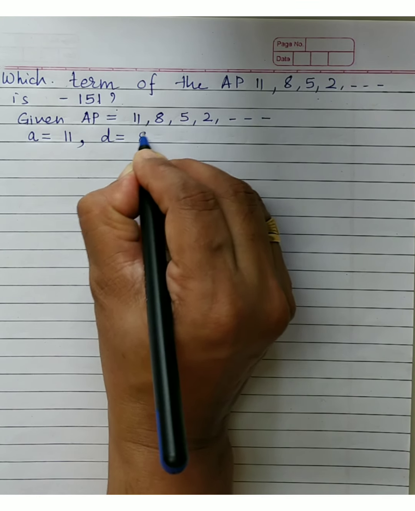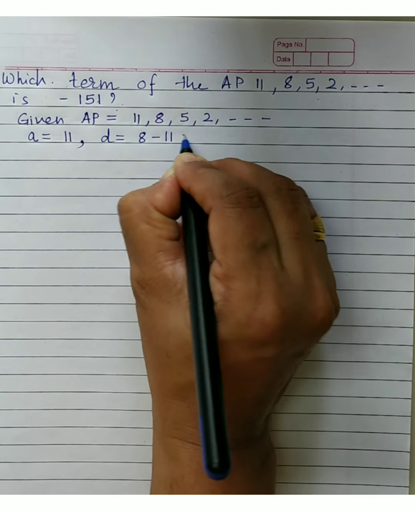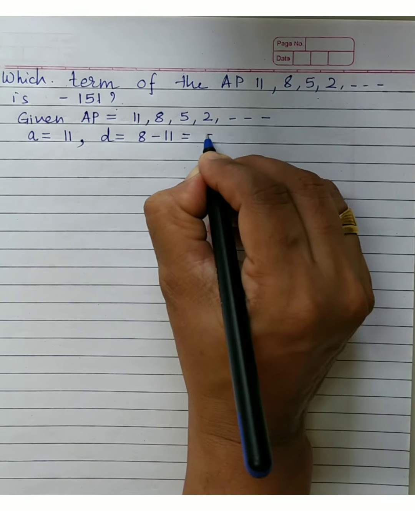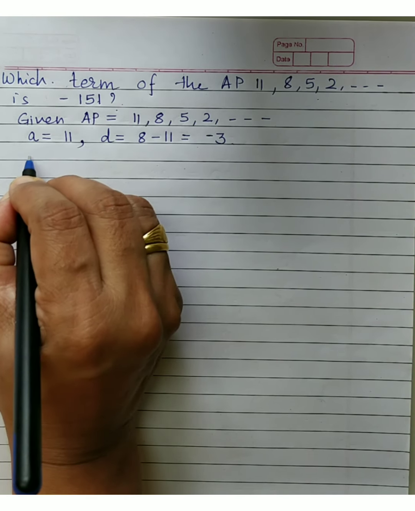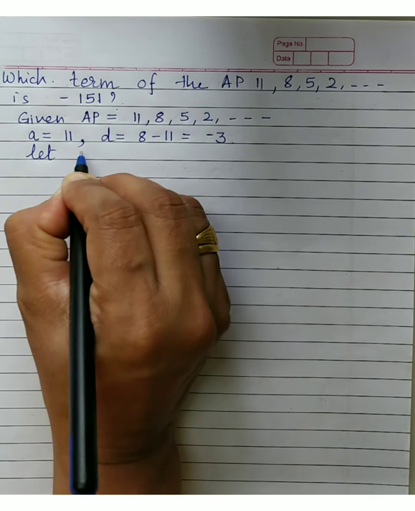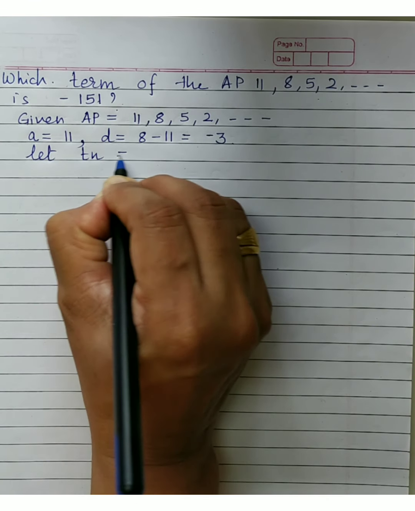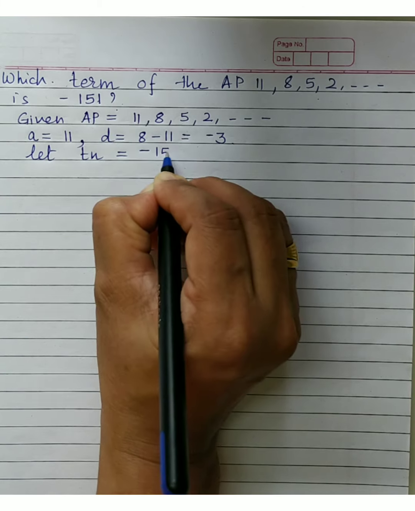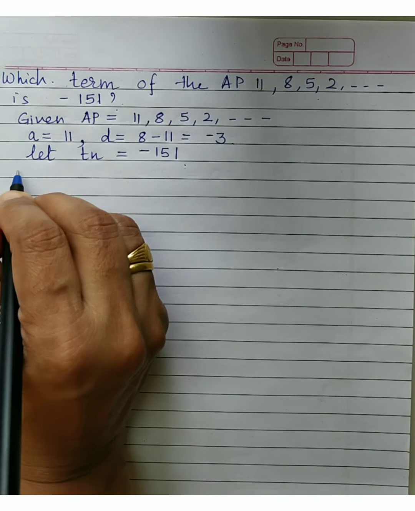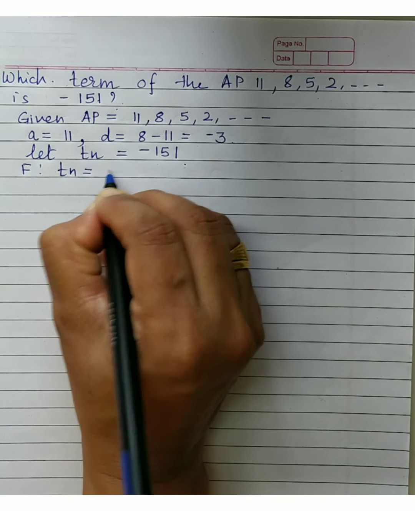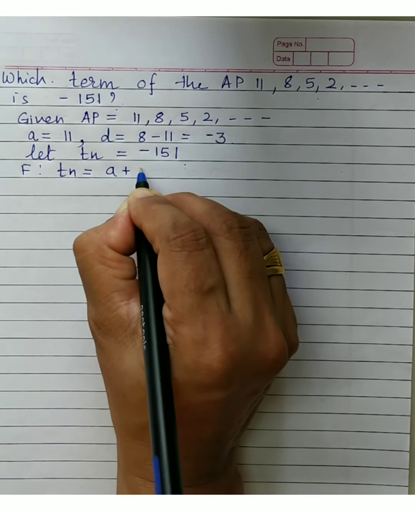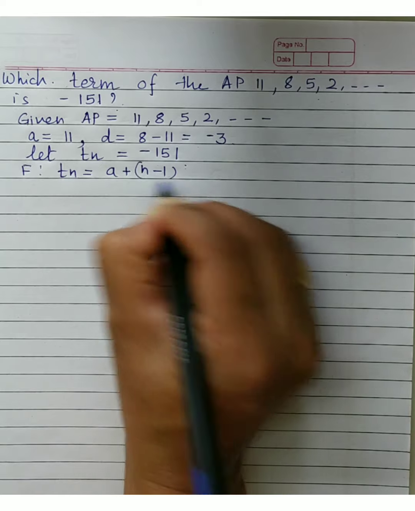D will be what? Second term minus first term. 11 minus 8, what is the answer here? Minus 3. Okay. And what we are going to assume? Let Tn is negative 151. Okay. So what is the formula that you can mention? Tn equals A plus n minus 1 into D.